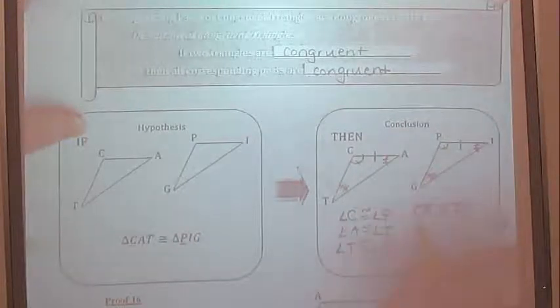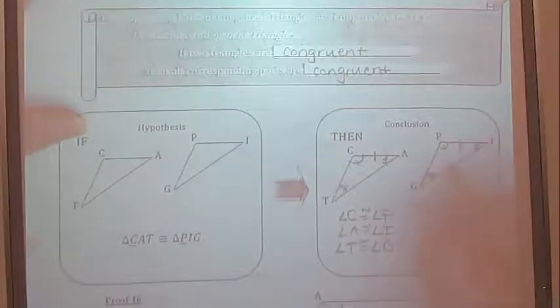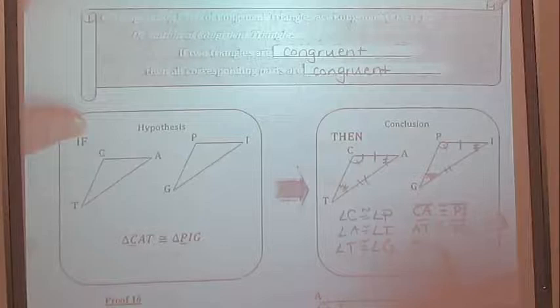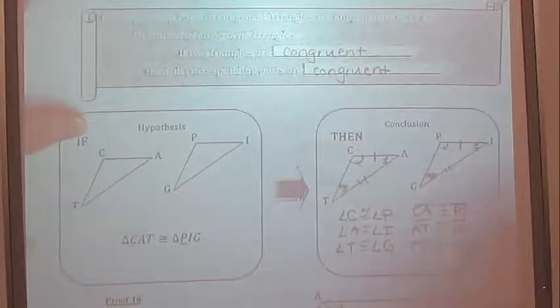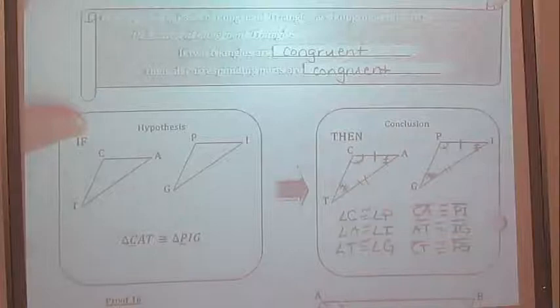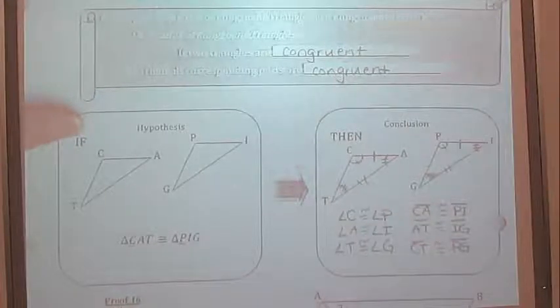All right, then we also know that segment AT is congruent to segment IG, so we can mark those. And then finally we know that segment CT is congruent to segment PG. We want to put it in the same order. All right, so that's how you would list all of your corresponding parts.